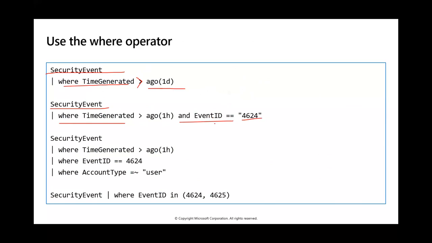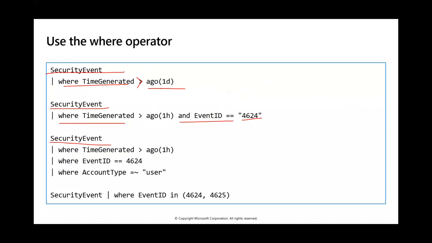Because here we're using 2 conditions. First, the time generated, no longer than an hour ago. We have a pre-filter here because the event ID will only search from the records that are matching this condition. And I will not expect to see results that are not matching that condition. So I'm using 2 conditions with 1 pipe because I'm using the and operator with the event ID, for example.